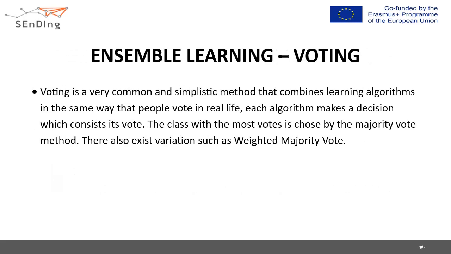Voting is a very common and simplistic method that combines learning algorithms in the same way that people vote in real life. Each algorithm makes a decision which constitutes its vote. The class with the most votes is chosen by the majority vote method. There also exist variations such as weighted majority vote.